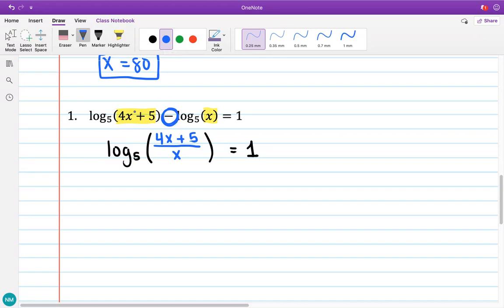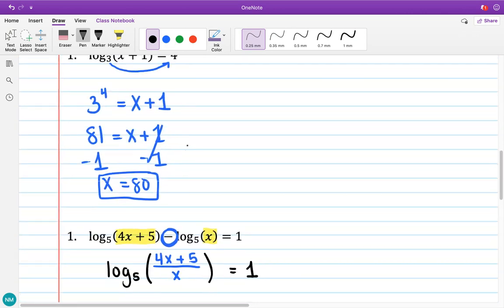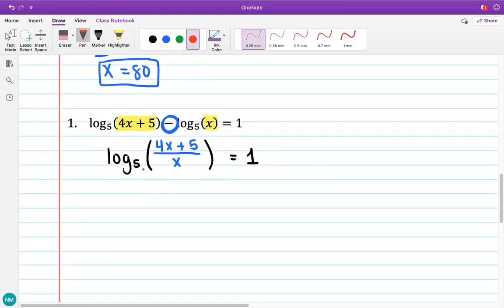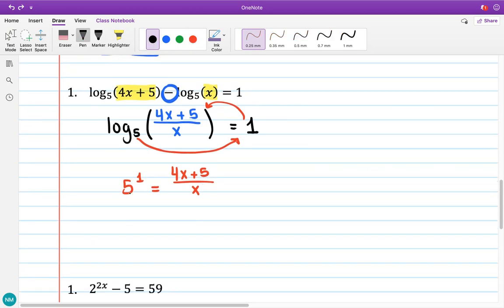And then now we have an isolated log. So then we go from there. I can change it to logarithmic form. And so I go from 5 to the 1st power equals this. So 5 to the 1st power equals 4x plus 5 over x. Now, the biggest mistake you can make here is cancel these x's out. You cannot do that. So what you're going to do is, well, 5 to the 1st is just 5. So I'm going to just rewrite this.